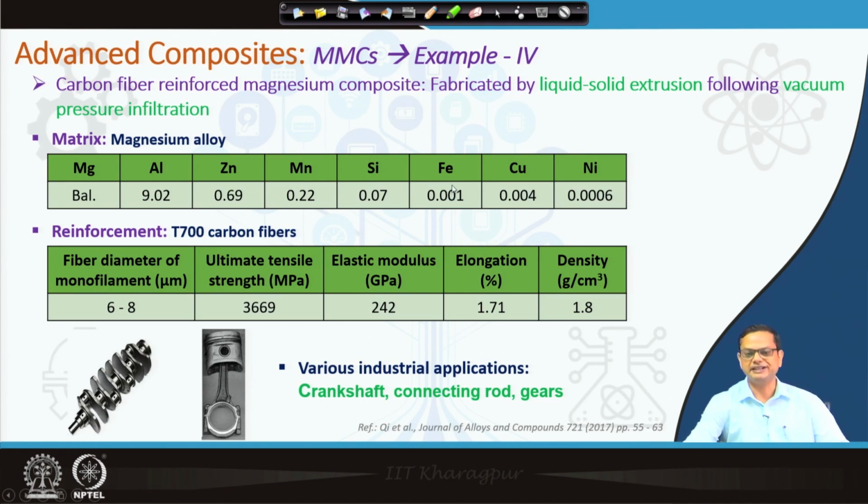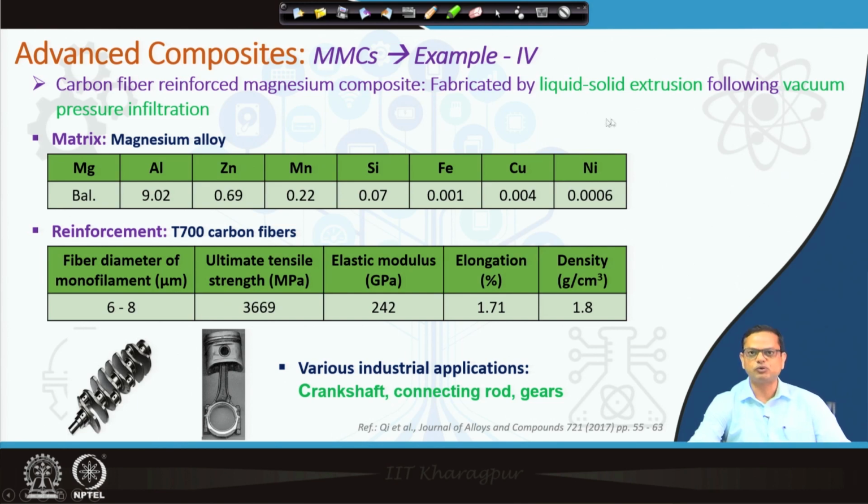So, the matrix is magnesium, reinforced with carbon fiber, and it has been fabricated by a technique which I have not mentioned earlier: liquid solid extrusion following vacuum pressure infiltration. We have heard about the infiltration process, vacuum pressure infiltration. In this case, this is vacuum pressure infiltration only, however, it has been coupled with liquid solid extrusion. So, I will explain what exactly this is.